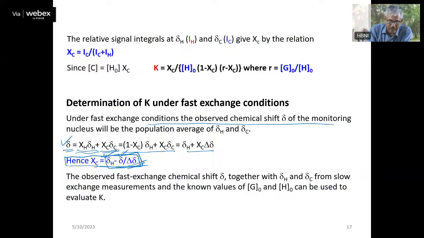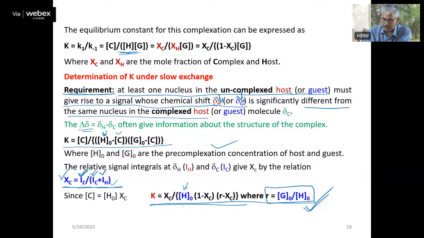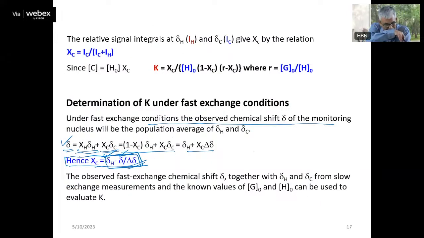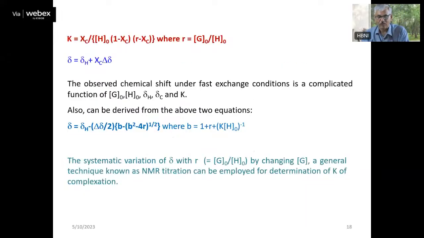And this delta delta, what is the delta delta? Delta delta is the chemical shift difference between the host and the complex. That you are getting from the slow exchange regime. So you get the XC. Now let us see how we can find this. This is one equation and this is the second equation. And if you do a mathematical manipulation, you get an equation like this.